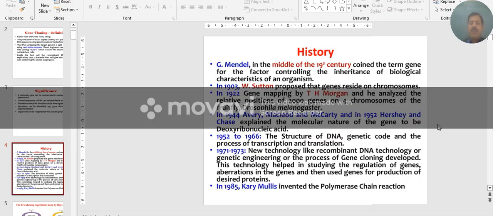In 1944, Avery, McLeod and McCarty, and in 1952, Hershey and Chase explained the molecular nature of the gene to be deoxyribonucleic acid. From 1952 to 1966, the structure of DNA, the genetic code, and the processes of transcription and translation were identified. In 1971 to 73, new technology like recombinant DNA technology, genetic engineering, or the process of gene cloning was developed. This technology helped in studying the regulation of genes, aberrations in genes, and using genes for production of desired proteins. And in 1985, Kary Mullis invented the polymerase chain reaction.